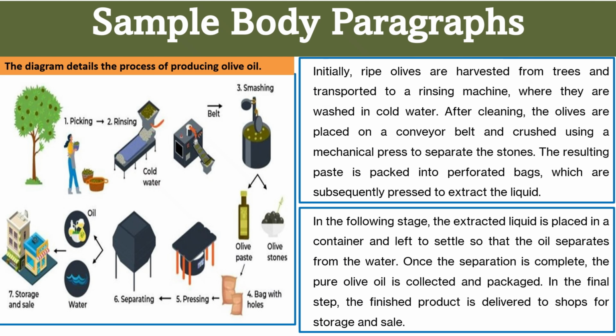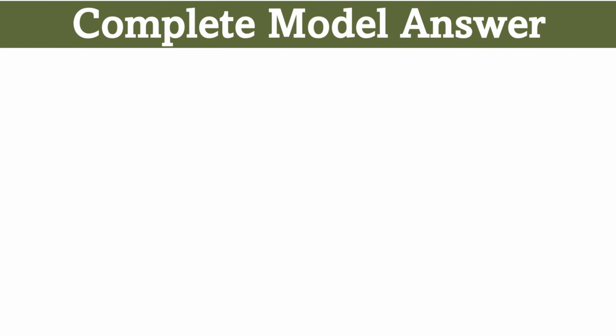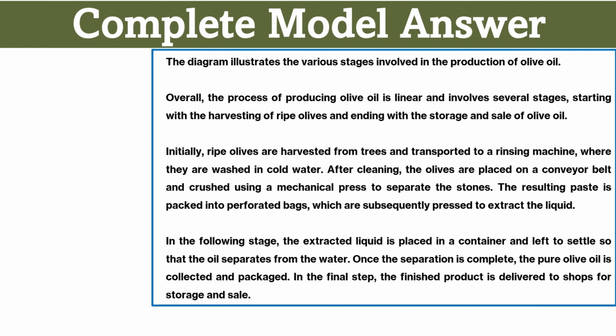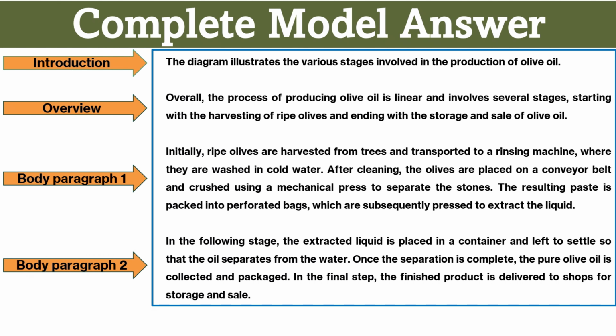Together, these two paragraphs show how to group information effectively, describe each step clearly, and use appropriate language, all of which help meet the IELTS Task 1 Band 7 or above requirements. Here is the complete model answer based on everything we have covered so far, from analyzing the diagram to structuring our response using clear language and passive voice. You will see that the introduction paraphrases the question, the overview summarizes the whole process, and the body paragraphs are logically grouped and clearly written.